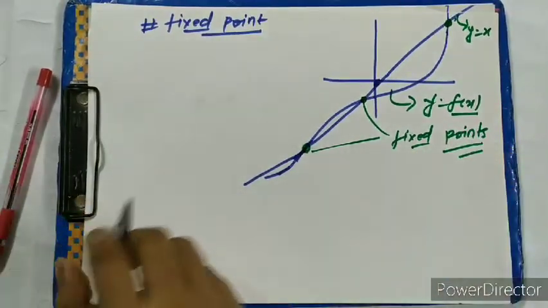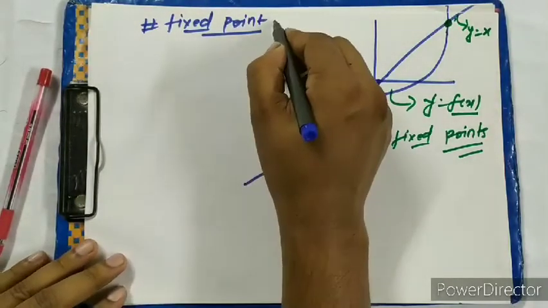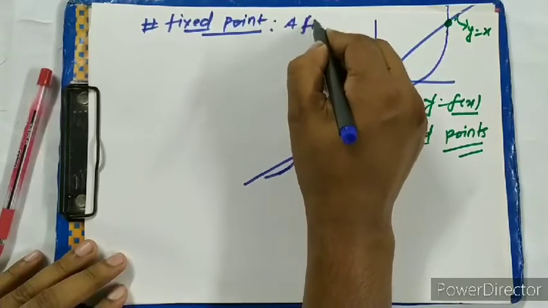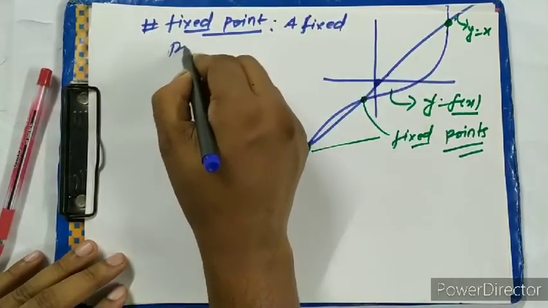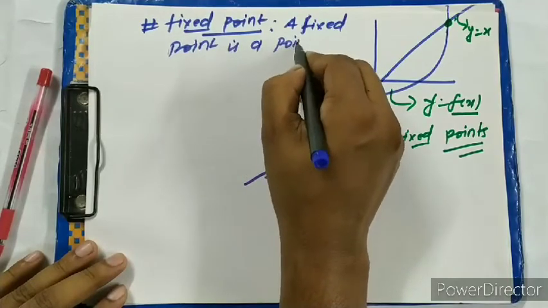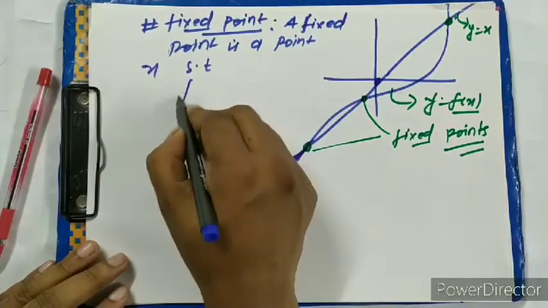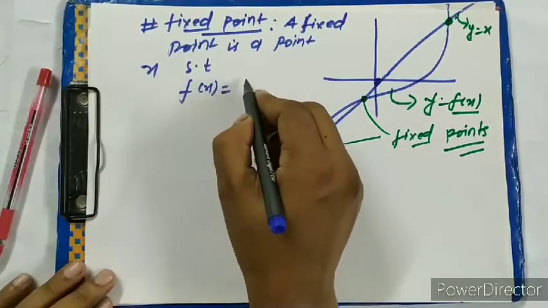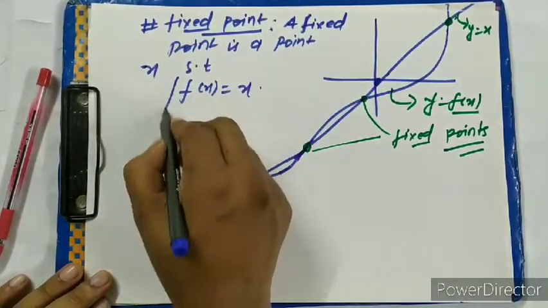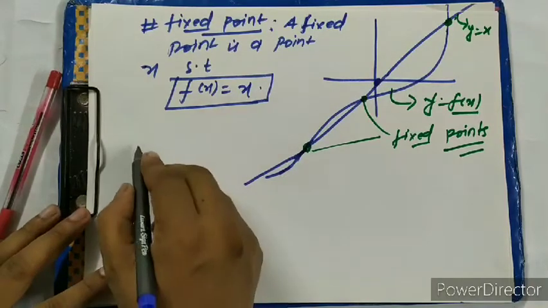In a formal way, what is the definition of a fixed point? A fixed point is a point x such that f(x) = x. Is it okay? So in the next step we talk about the iteration method.